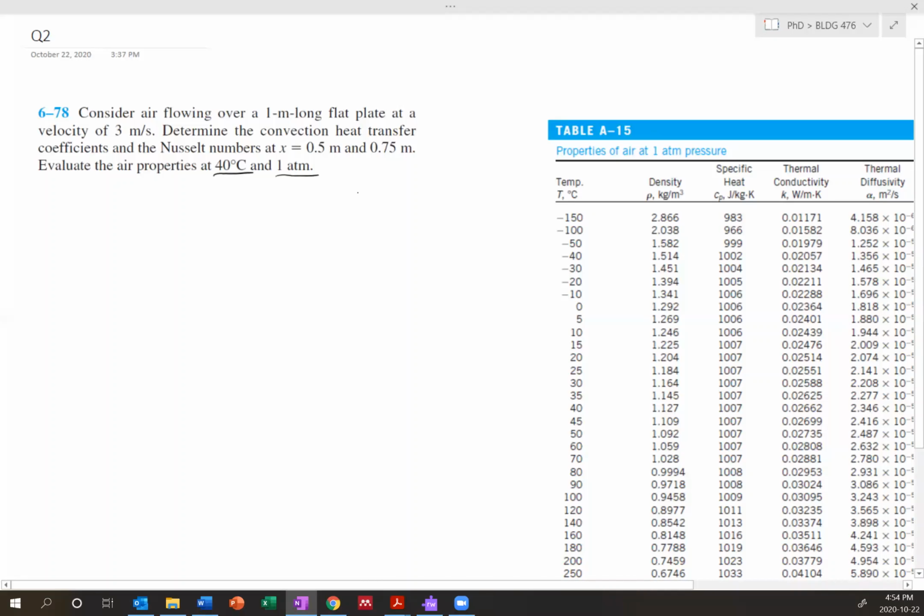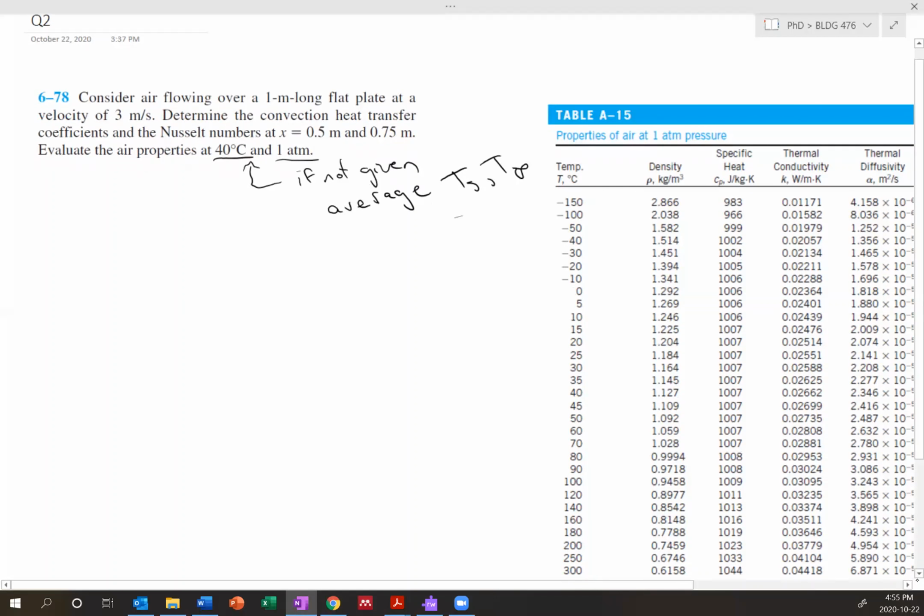And typically, if we're not given this, we'll use the average between the surface temperature and our infinity temperature, if we know our surface temperature. Again, it very much depends on the question, how you approach these. So the first thing we're going to do is look up our properties of air on table A15, at our temperature of 40 degrees Celsius.